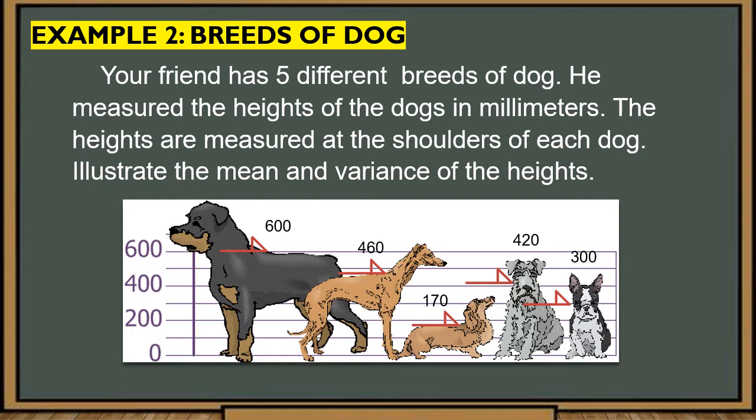First, the first dog has a height of 600 millimeters. The second dog measures 460 millimeters. The third dog measures 170 millimeters. The fourth dog measures 420 millimeters. And the fifth dog measures 300 millimeters. So we're going to illustrate the mean and variance of the heights.